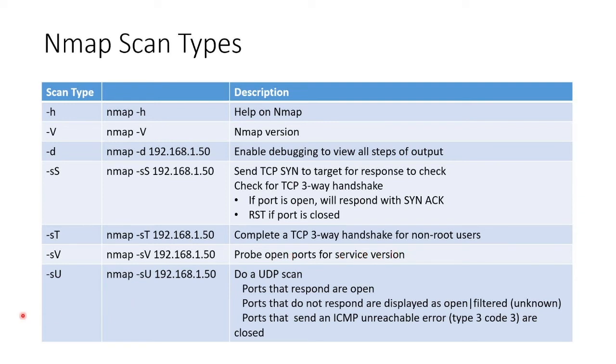-sU means make it a UDP scan instead. Ports that respond, if they respond, they're open. If they don't respond, they will be displayed as maybe open, maybe filtered, unknown. If they do, by any chance, send an ICMP unreachable type 3 code 3, we know they're closed.